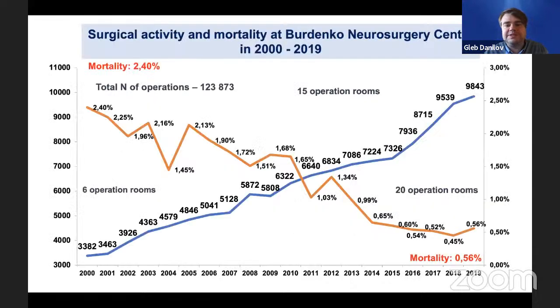I represent Burdenko Neurosurgery Center, which is the biggest neurosurgical facility in Russia and is one of the biggest in the world. And you see the amount of data we collect due to our surgical activity on this graph. That is why the application of artificial intelligence is absolutely reasonable at our center. And I would like to say just a few words about our experience.